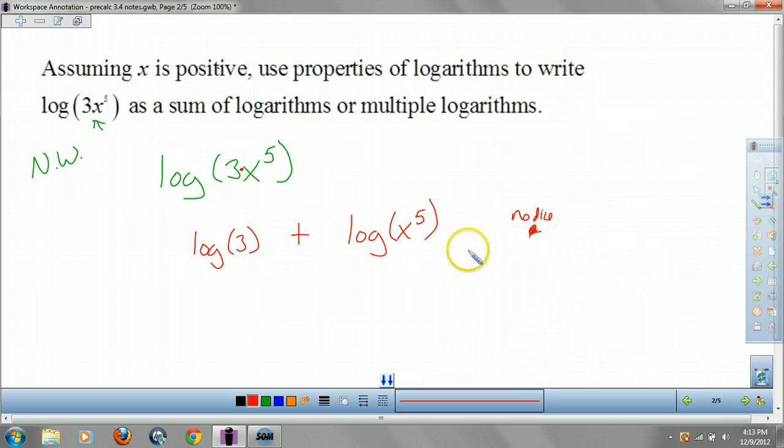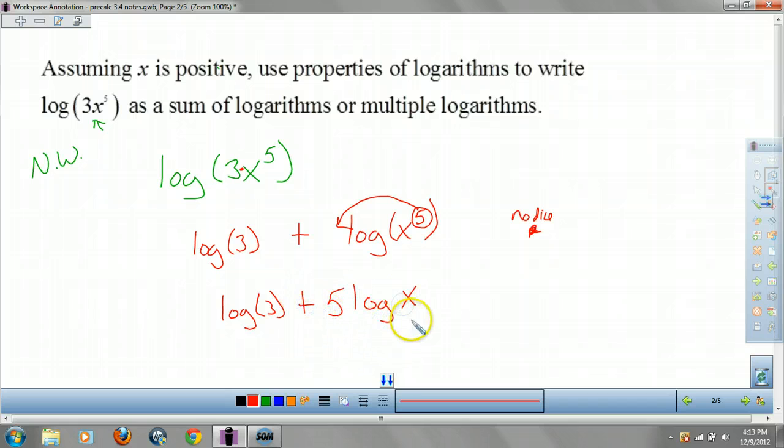I have an exponent here. Our exponent rule says I can take this and put it out in front of this log. So I end up with log base 10 of 3 plus 5 log x. Now am I done? Oh, yes, sir, done.